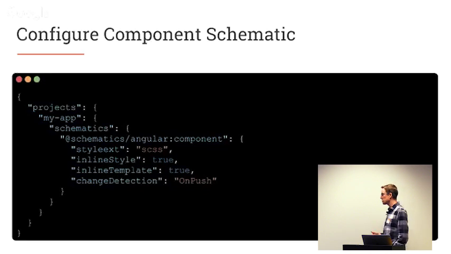Or I always want change detection to be on push whenever I generate a component. And this is kind of neat. You're not building your own schematic, but you can just walk away with this, and hopefully this is even helpful for some of the people in the room. You might say, oh wow, I do that every time, or every time I generate a component I forget about it and have to go change the file extension to SCSS. Just go ahead and make that change right now, if that's something you're doing. And of course, there are other configure options for pipes and modules and services and these kinds of things.